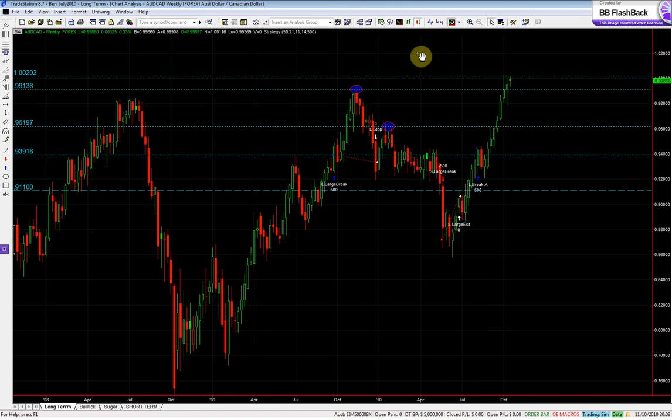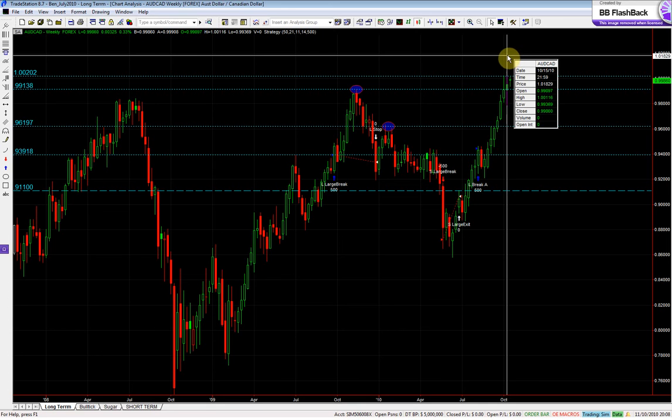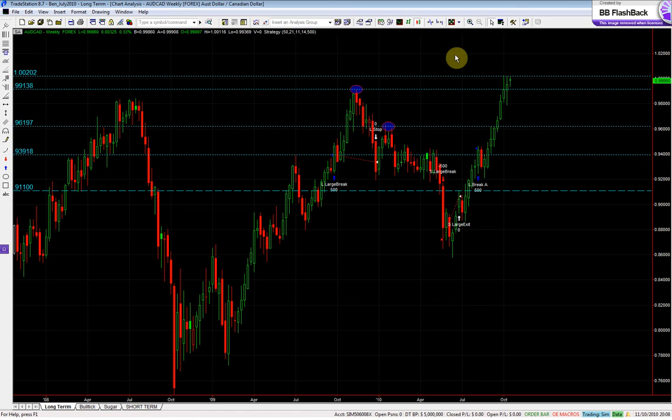Okay, it doesn't matter. Look at these three weekly highs. This week 1.0011. Last week 1.0015. Week before that 1.0021. Within 10 pips.